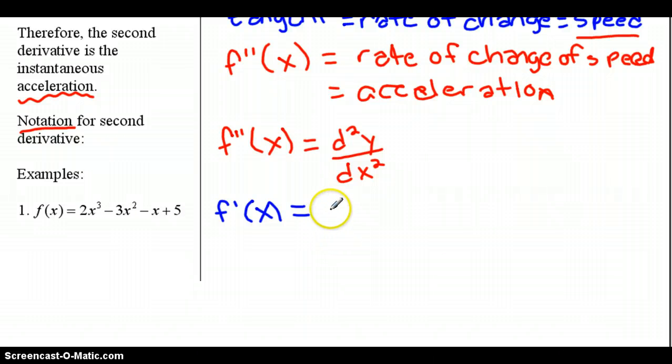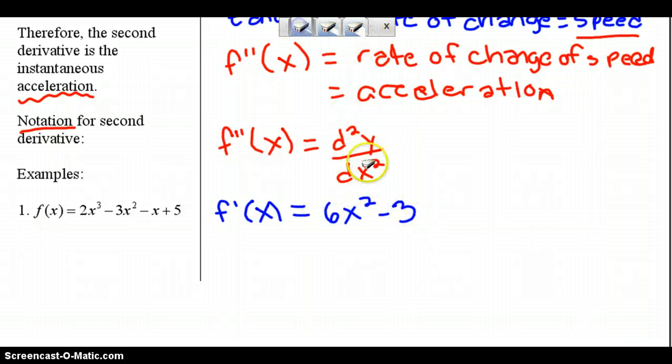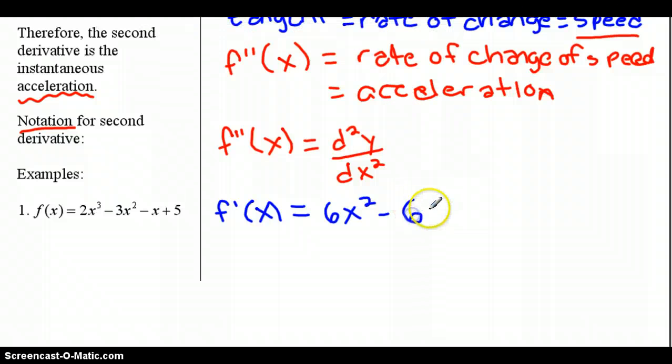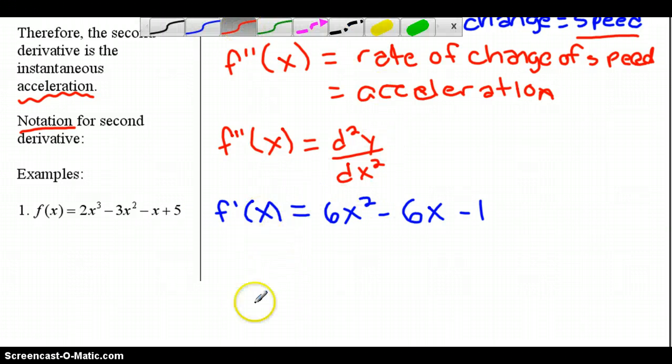I have a polynomial. Forgot to bring down, let's multiply the exponent. So 3 times 2, I get my 6x squared, minus 2 times 3, I get my 6x, and then minus 1. Remember, the derivative of a constant is 0. There's my first derivative: 6x squared minus 6x minus 1. I'm going to grab red so I can do my second derivative.